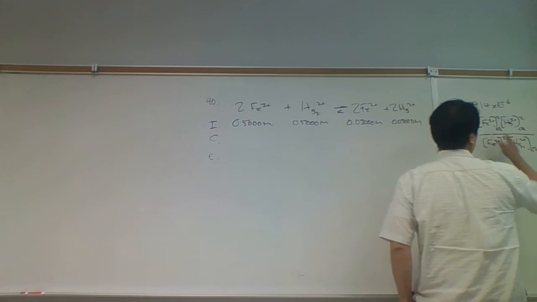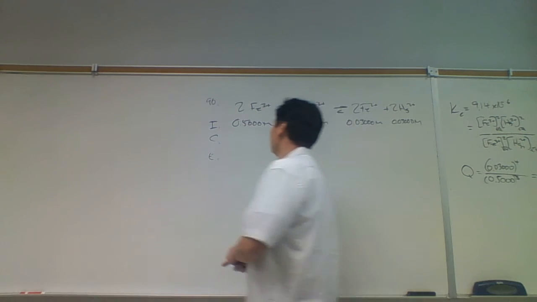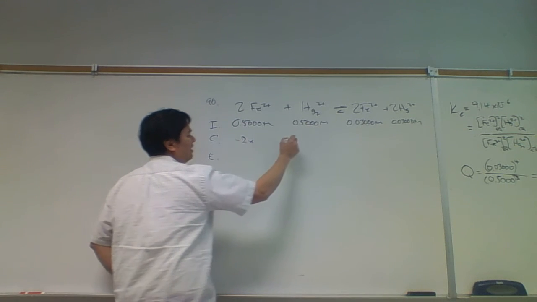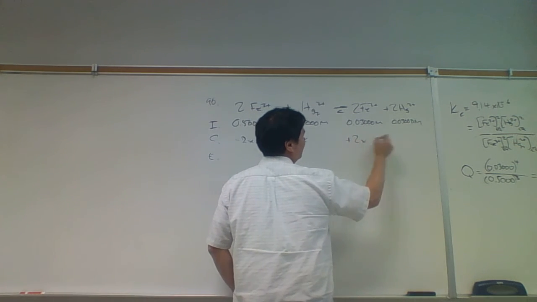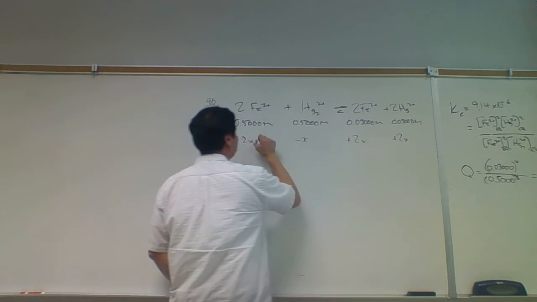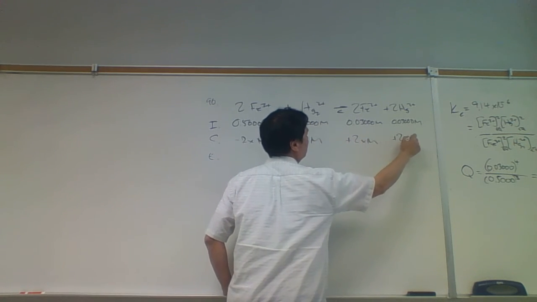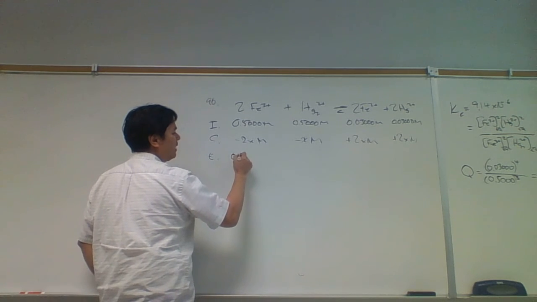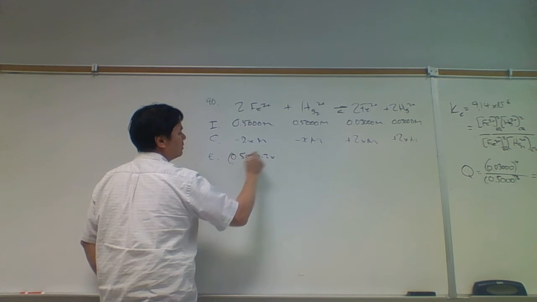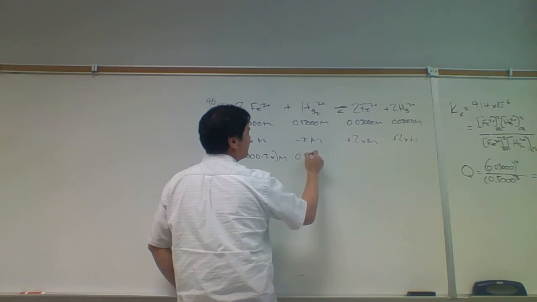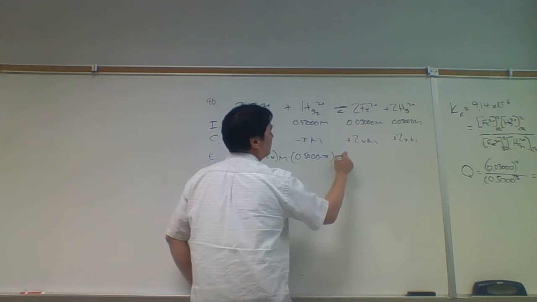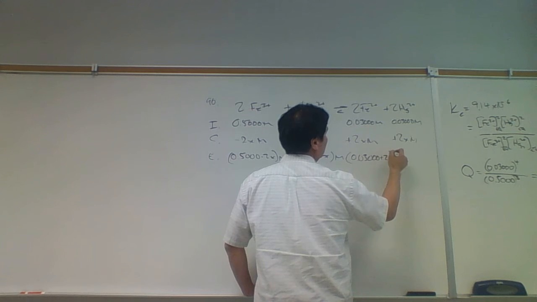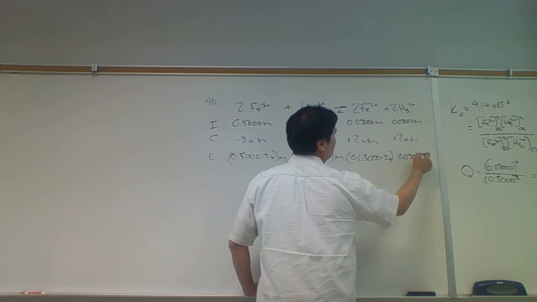I need to make it just a little bit bigger. In other words, I need more product. And so the direction of change is given. It's got to be minus 2x, minus x, plus 2x, plus 2x. I've got to make it a little bit bigger. And so over here, this is going to be 0.5 thousand minus 2x, 0.5 thousand minus x, 0.03 thousand plus 2x, and 0.03 thousand plus 2x.